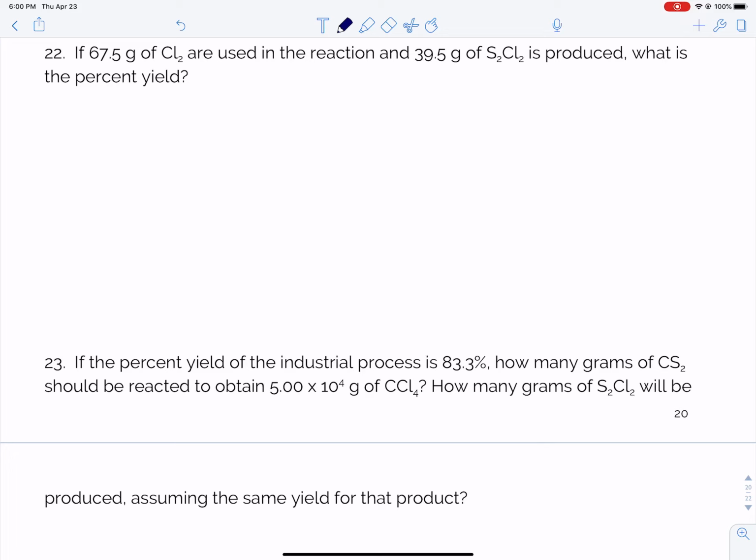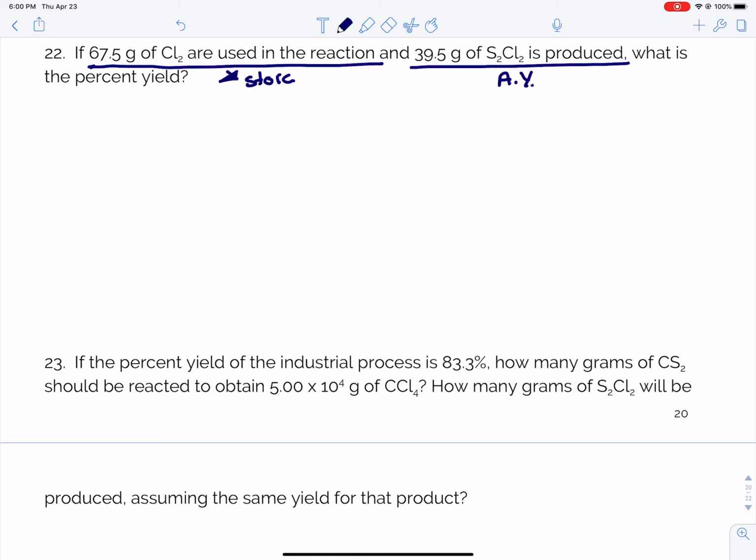Okay, if 67.5 grams of CCl4 are used in the reaction. Oh, and I said that wrong. It's Cl2 used in the reaction. So this is a reactant. So this is not my actual yield or my theoretical yield. This is what I'm going to start my stoichiometry with. And 39.5 grams of S2Cl2 is produced. That is my actual yield.